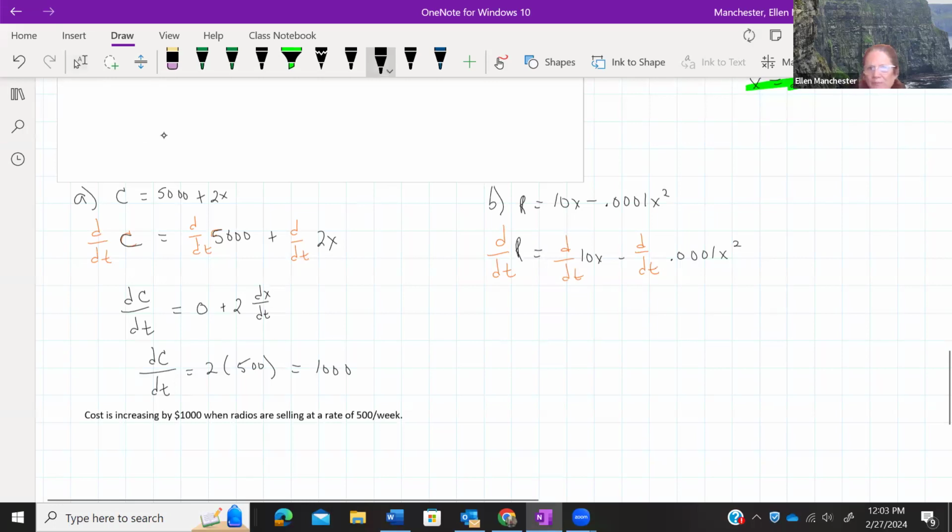Okay, so here we go. Implicit differentiation using the same information. The rate is changing at 500 and we have 2000 radios. So we have dr dt, that's what we were looking for. The derivative of 10x in terms of time is 10, and what's left is dx dt. The derivative of 0.0001x squared is 0.0002x. So I peeled that off and I have dx dt still.